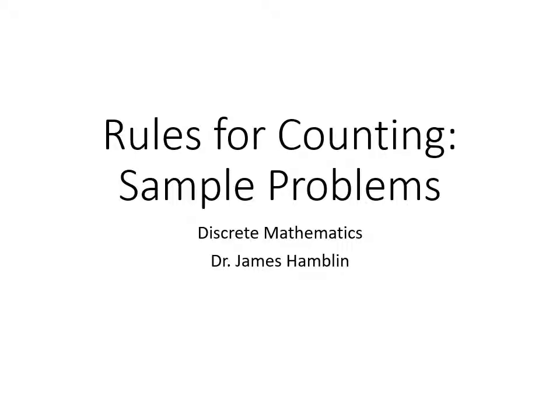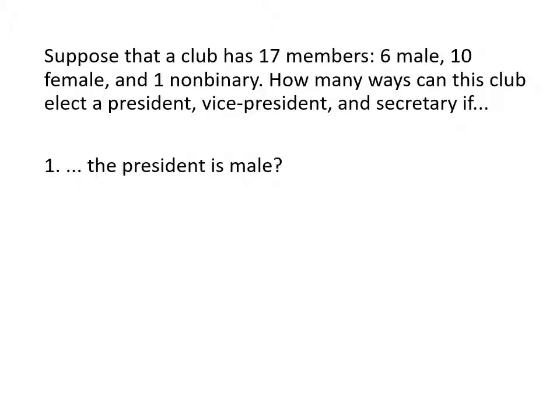In this video, I'll work through some sample problems involving rules for counting. All of these problems involve this club that has 17 members, 6 of whom are male, 10 of whom are female, and 1 of whom is non-binary. And we want to know how we can elect a president, a vice president, and a secretary under certain conditions. For this first problem, we're told that the president has to be male.